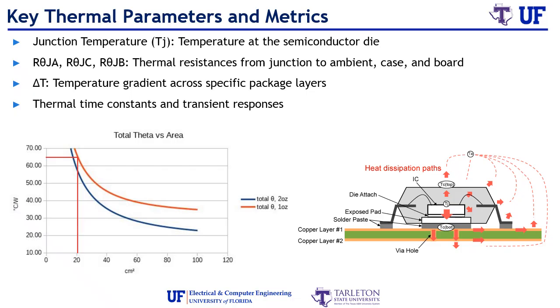On the right, you can see the heat dissipation paths from the die through the exposed pad and copper layers. The graph on the left shows how the total thermal resistance decreases as the heat spreading area increases, demonstrating the impact of layout and material choices on cooling efficiency.